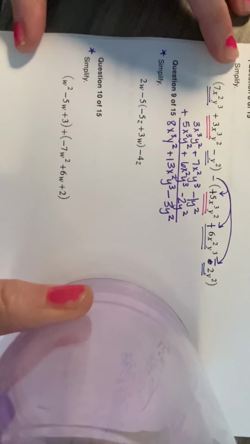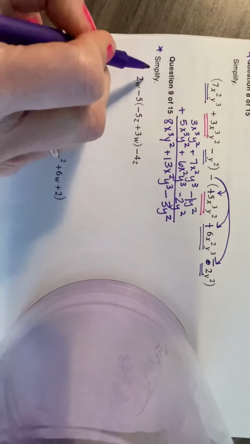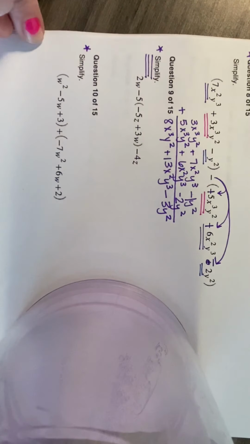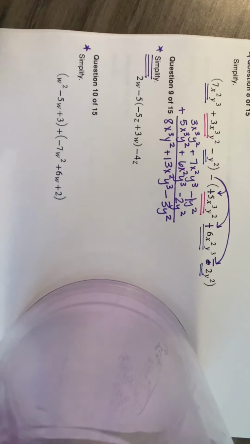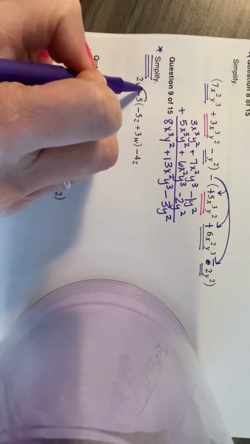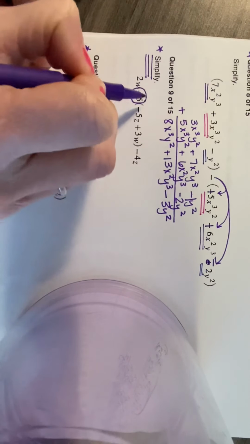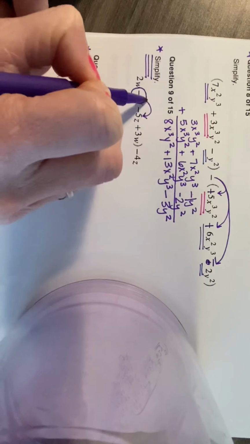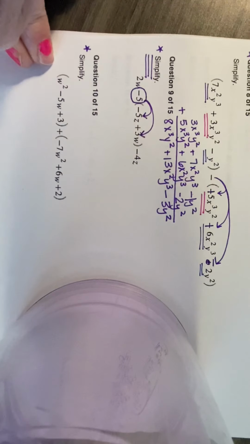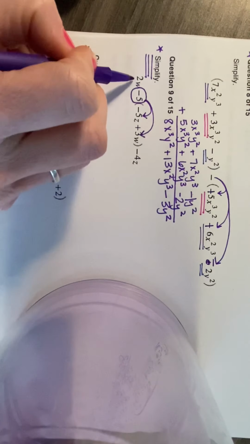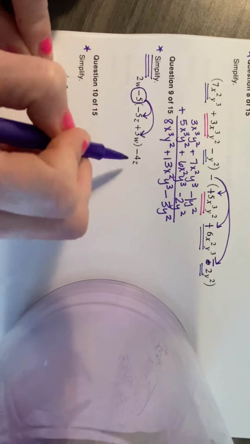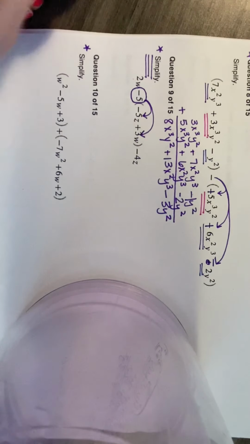On number 9, see those directions? Simplify. You will not get w equals 15. You're going to get an equation. First step, you're going to take this negative 5 and you're going to multiply him to both of those guys. Then you will have 2 like terms. You'll have 2 w's and you'll have 2 z's, and they then need to be combined.